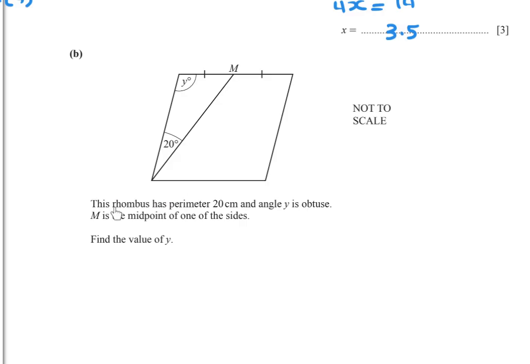Now (b). This rhombus has perimeter 20 centimeters and the angle y is obtuse. M is the midpoint of one of the sides. Find the value of y. All the sides of the rhombus are equal. If the perimeter is 20, to find each side, 20 divided by 4 equals 5. So each side equals 5. So this side is 5, and because M is the midpoint, this side is 2.5. So this side is 5 centimeters and this side is 2.5 centimeters.